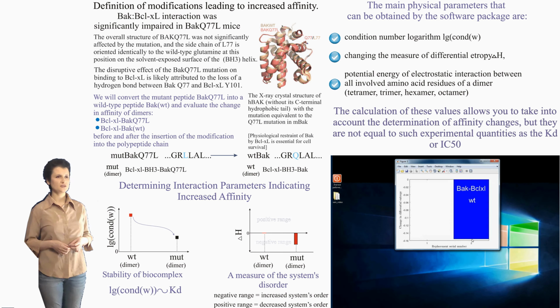If we are talking about an increase in affinity, then the value of the measure of change in the differential entropy should lie in the negative range of values, and the value of LG con W should show a decrease. This condition will be presented in more detail in the second example.